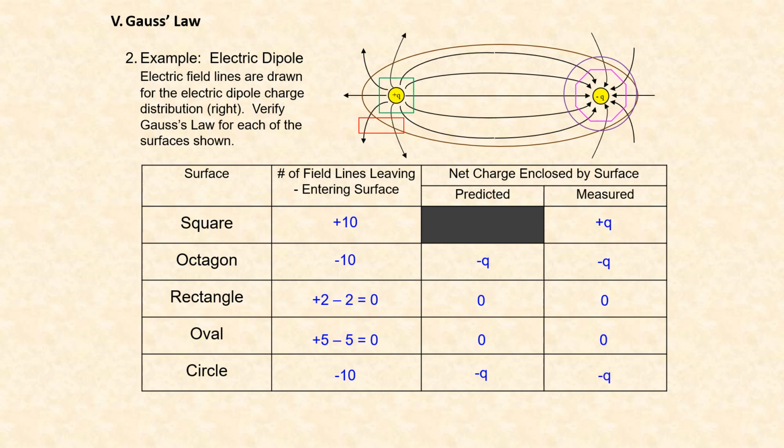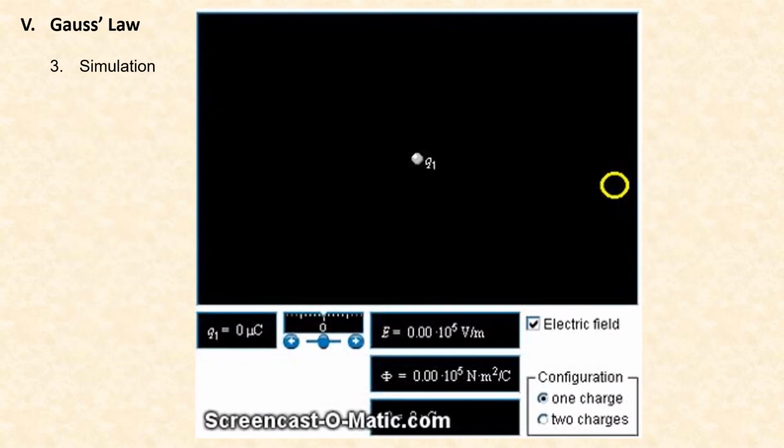So notice here when we compare the pink octagon to the purple circle, that the net flux through both of those surfaces is exactly the same, suggesting that the flux is independent of the surface shape.